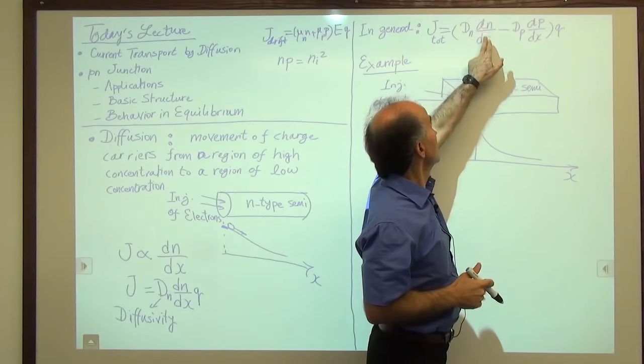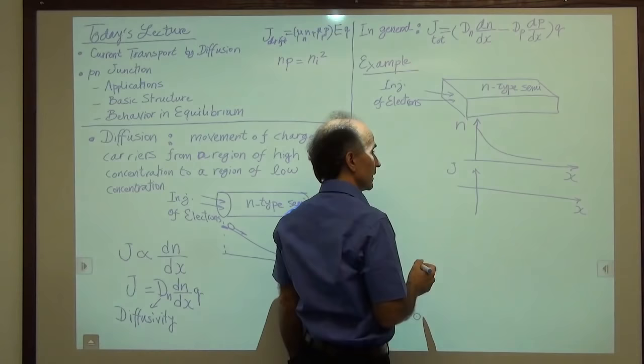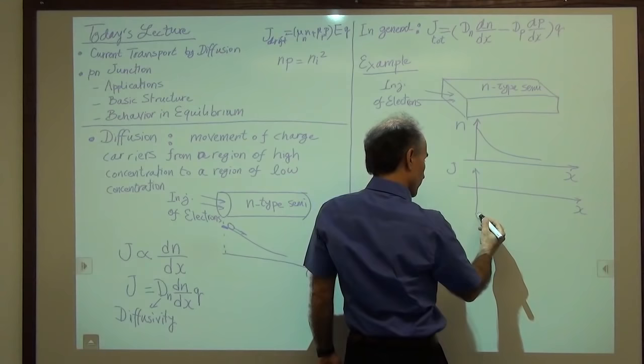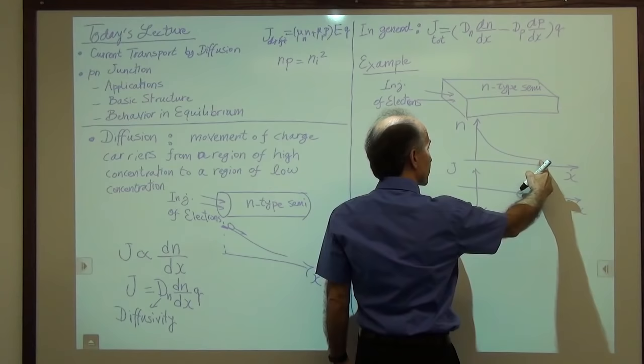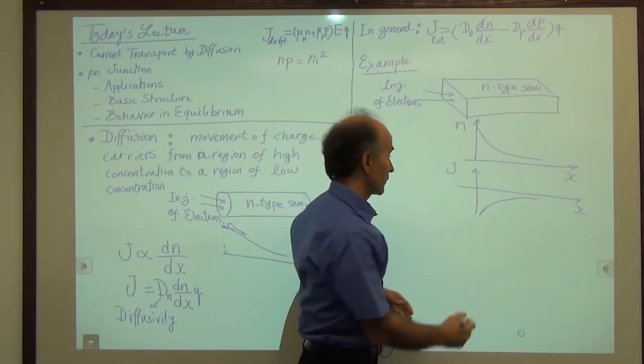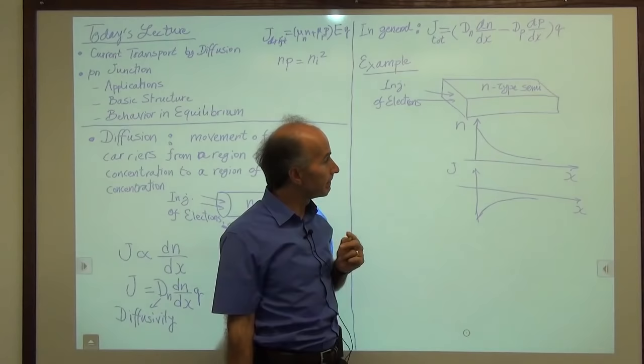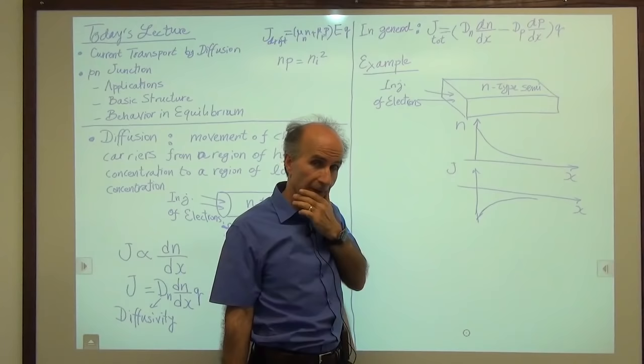So the diffusion current density J would be, because the derivative is negative, the current is negative. So the current goes like this. Here we have a higher slope. Here we have a lower slope. So the current goes like this. In absolute value, we have a large current at the beginning. So I can even start from here. And then the current decreases as we go farther into the material.